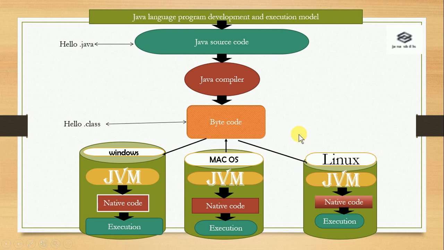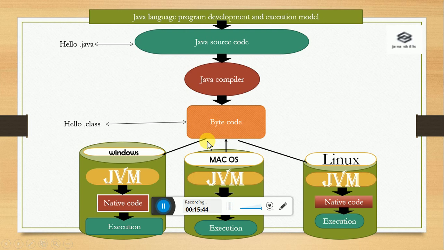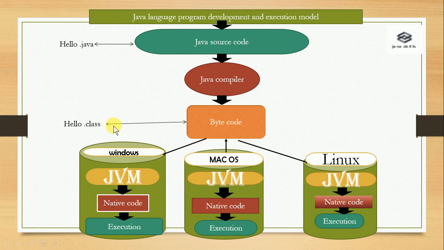Here, after this period of time, the code is independent. It does not depend on whatever the operating system is, because every OS contains its own JVM. The JVM of Windows, the JVM of Mac, the JVM of Linux, they all have a different JVM. Here, at this point, it is called platform independence. This is the reason Java is platform independent.